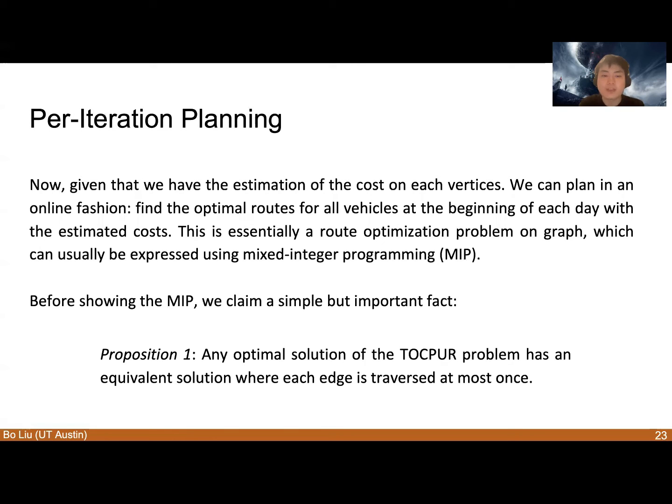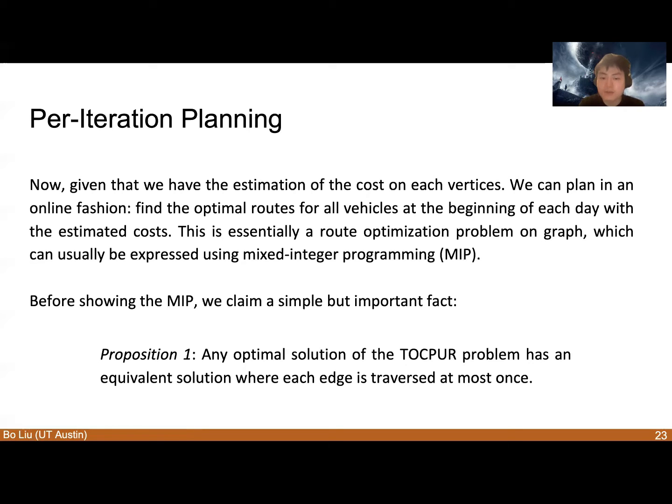Now, given that we have the estimation of the cost on each vertex, we can plan in an online fashion, find the optimal routes for all vehicles at the beginning of each day with the estimated cost. This is essentially a route optimization problem and can be expressed using a mixed integer programming, MIP. But before showing our MIP formulation, we claim a very simple yet important fact.